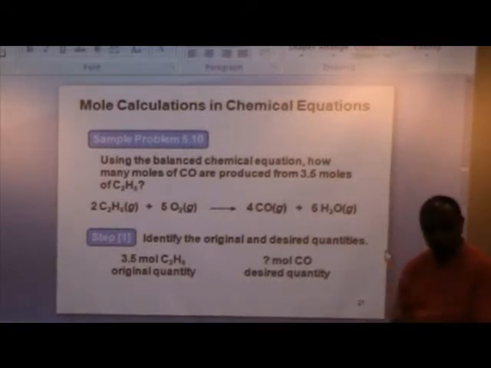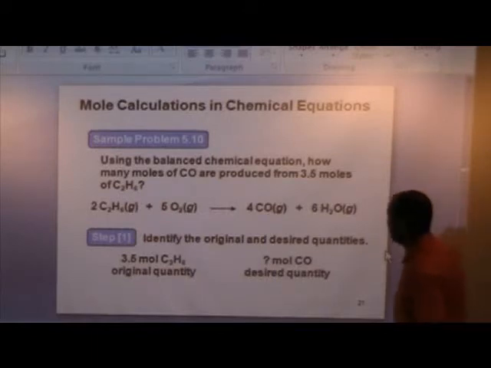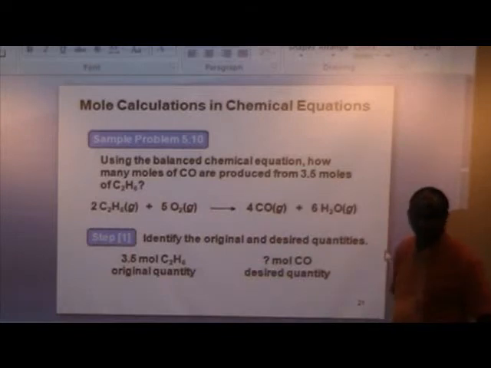Glucose reacts with oxygen, gives you what? Carbon dioxide and water. This is called a combustion reaction. So mostly organic compounds, when they react with oxygen, they give you carbon dioxide and water.